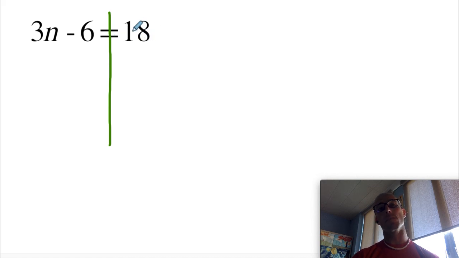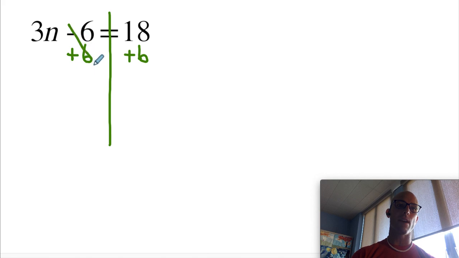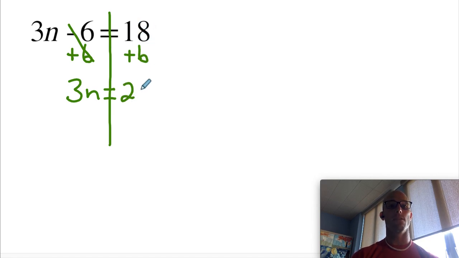So if this is the same as this, I'm going to start breaking it down by doing the same thing to both sides, right? In this case, I would add 6 to both sides, right? Because minus 6 plus 6, they kind of cancel. So the left side, I just have 3n over there now, is the same as, well, 18 and I added 6 is 24. Okay.